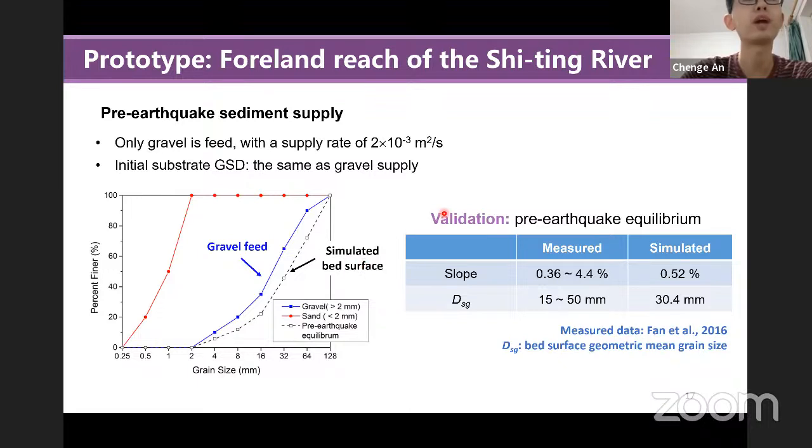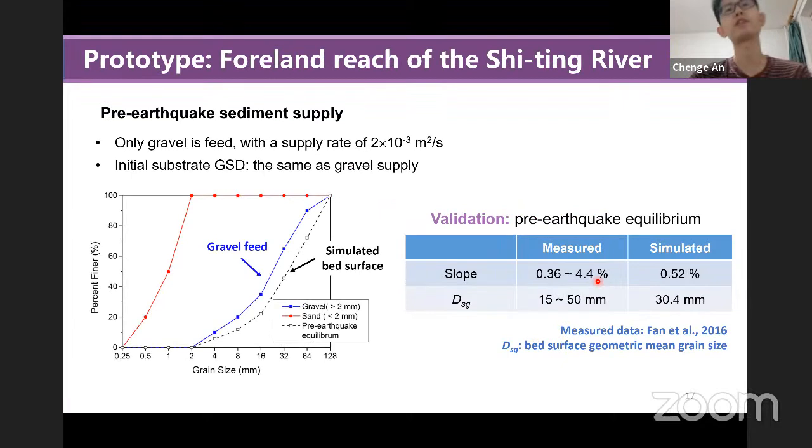And with this gravel supply and the flow discharge, we can calculate the channel equilibrium before the earthquake. And in this equilibrium, the slope is 0.52%. And in this figure, the black dashed line shows the simulated grain size distribution of the bed surface in equilibrium, with a geometric mean grain size of about 30 millimeters. And when we compared our simulated values with the measured values before the earthquake, our simulated values are about at the lower bound of the measured range, which corresponds to the lower Foreland reach of the river.